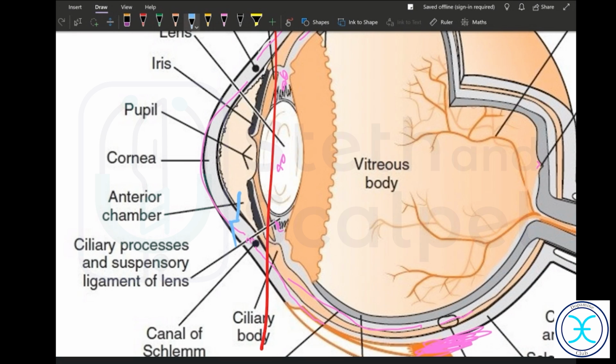Then there are intermediate and long-term complications of cataract. So can someone else talk? Like only one person is talking.